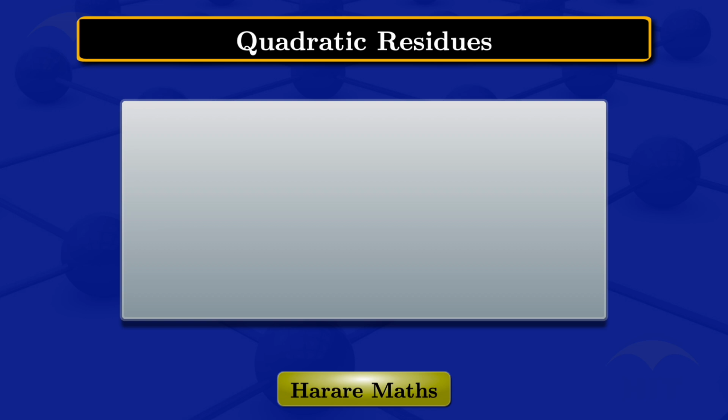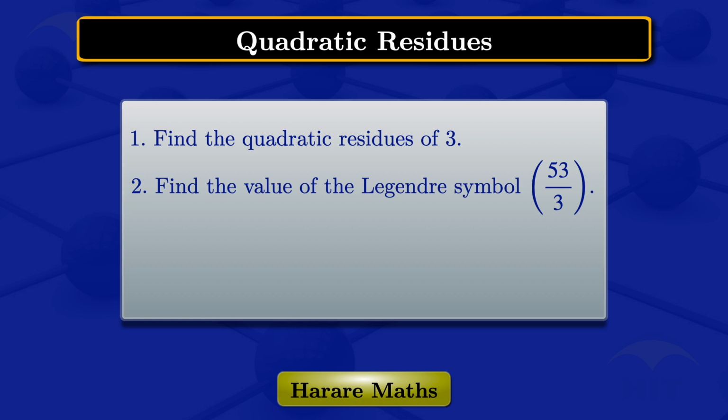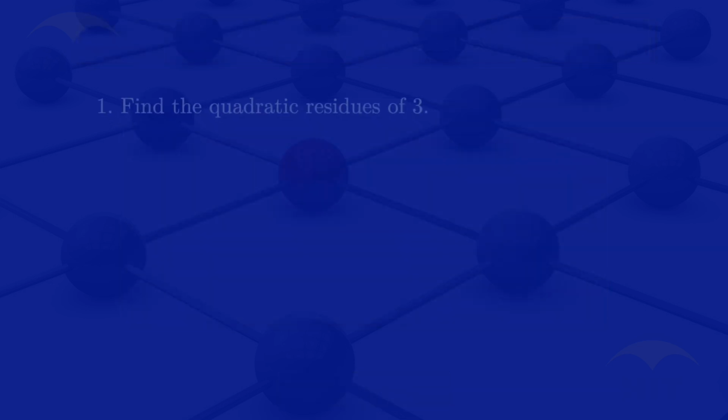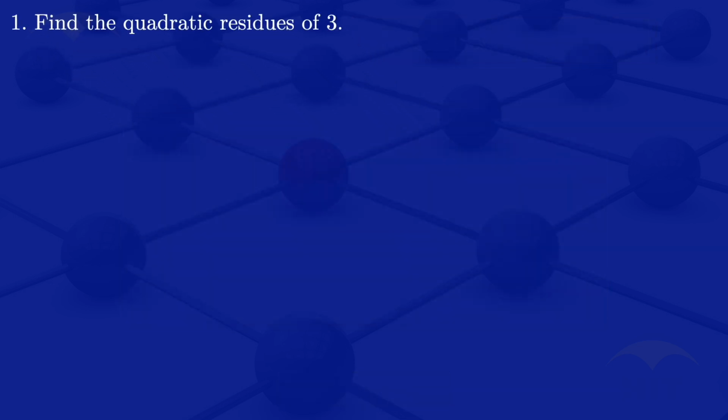In this video, I'm going to find the quadratic residues of 3, and then go on and find the value of the Legendre symbol 53 over 3, and then go on and find the value of the Legendre symbol 3 over 53. So I'll start by looking at the first one there, finding the quadratic residues of 3.